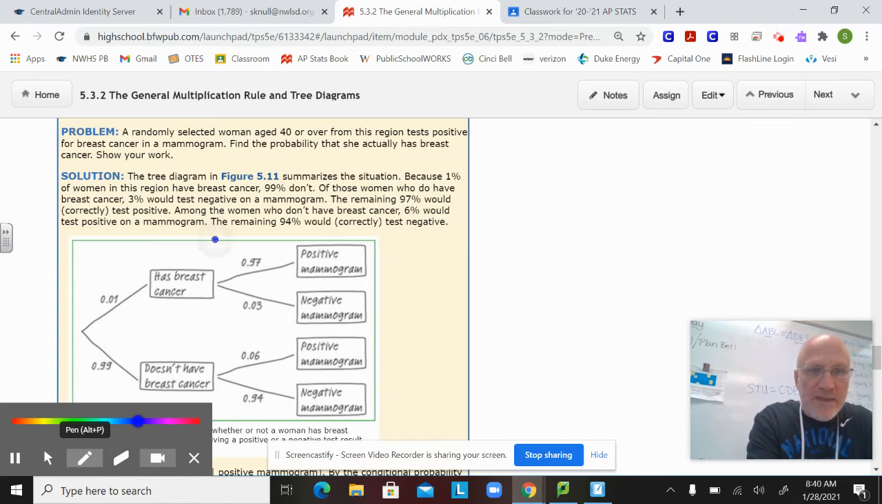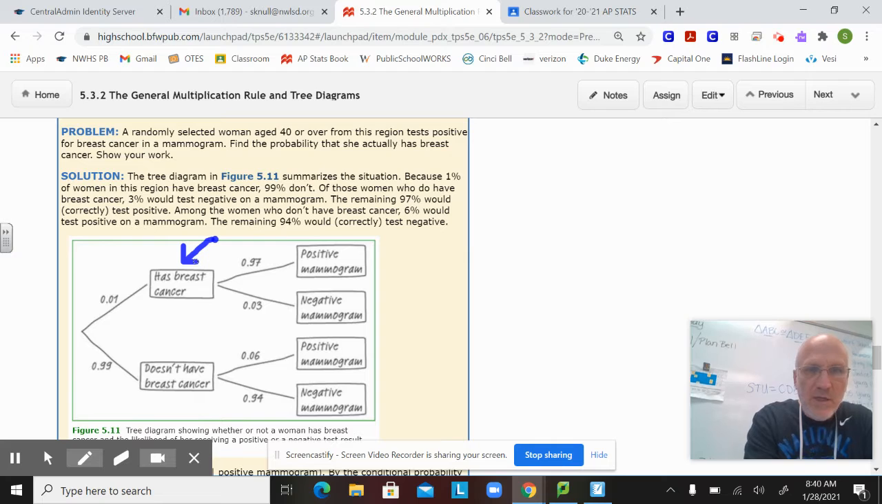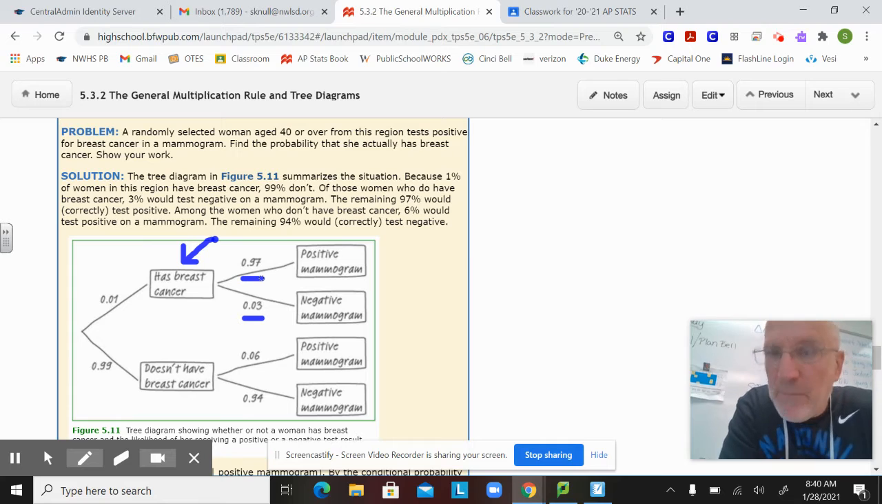so we're looking at these, 3% get a negative test. There's 3%, which means the other, that says 0.97. It's a weird font. The other 97% don't get a negative, or get a positive.